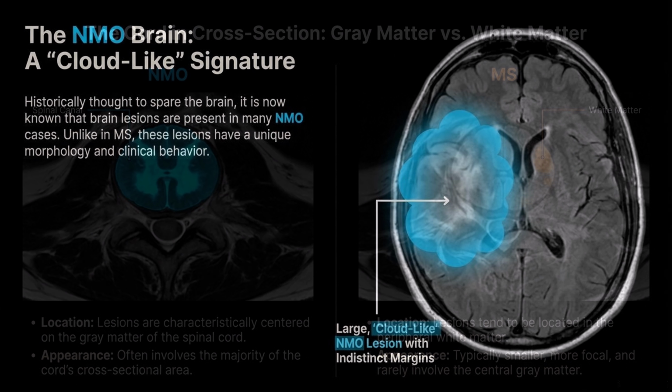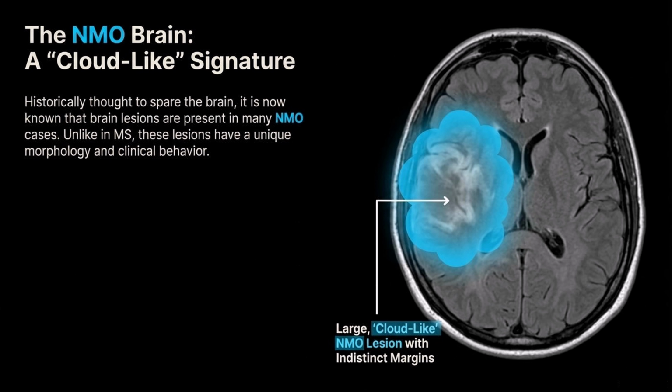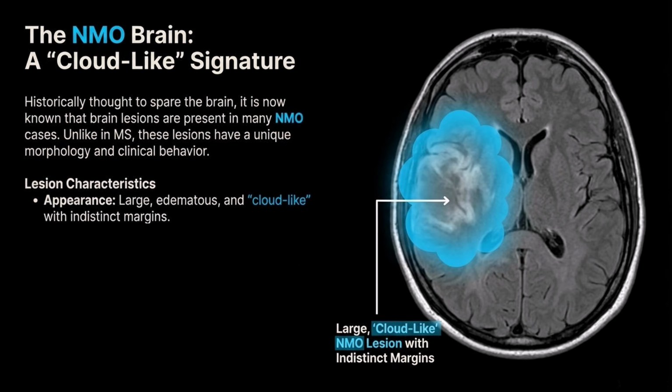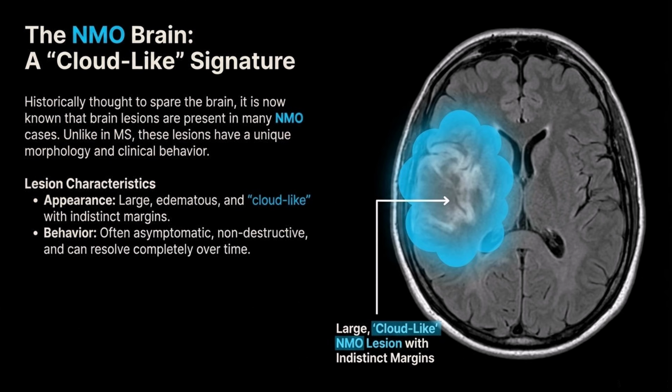Now, historically, it was thought that the brain was spared in NMO and generally appeared normal. However, it is now recognized that brain lesions are present in many cases. These lesions are described as large and cloud-like. Crucially, unlike the lesions in MS, these cloud-like lesions in NMO are often asymptomatic, non-destructive, and can sometimes resolve completely over time. The symptoms depend heavily on the region involved.